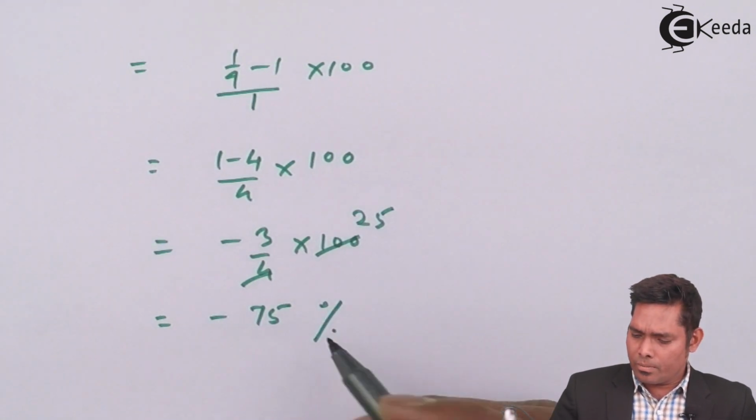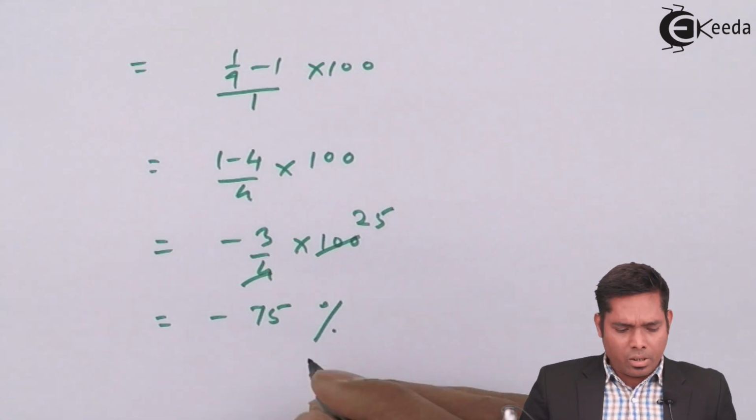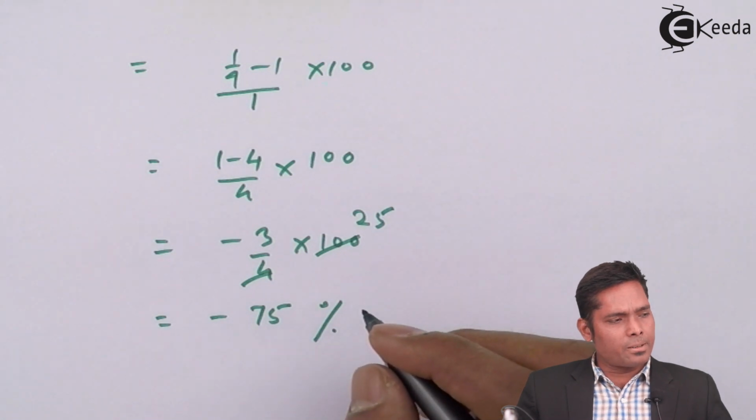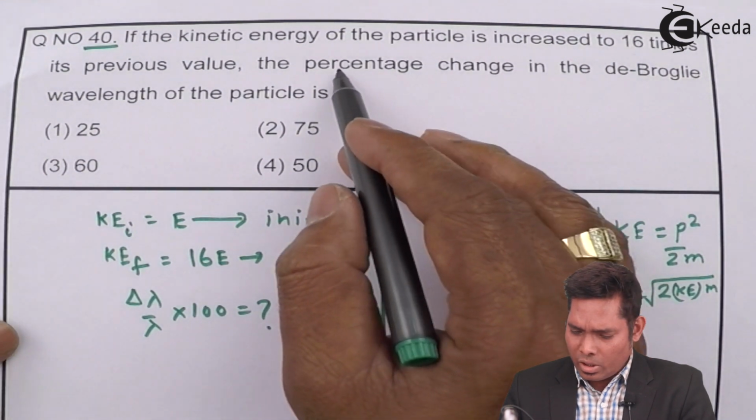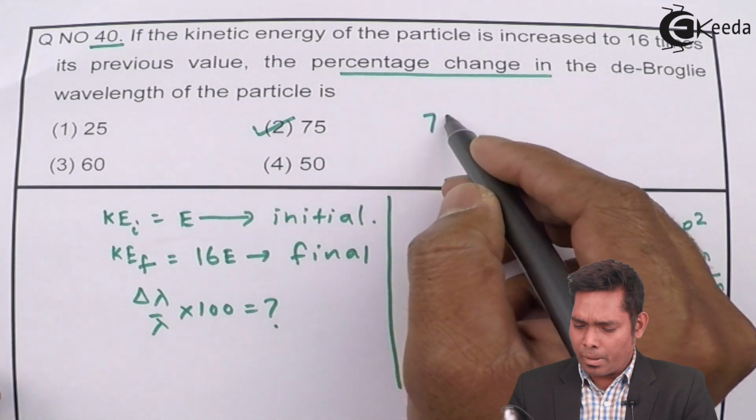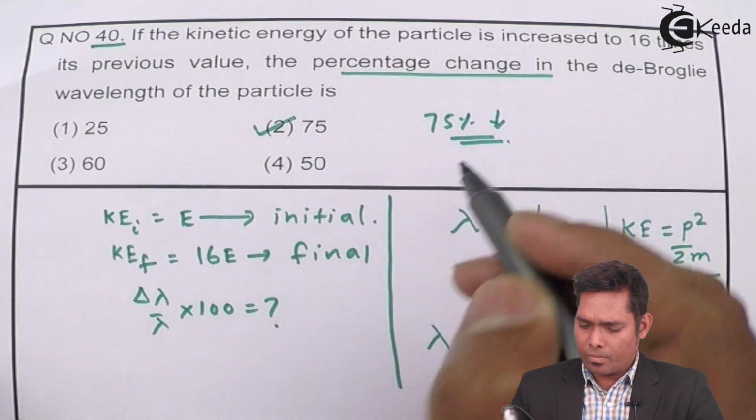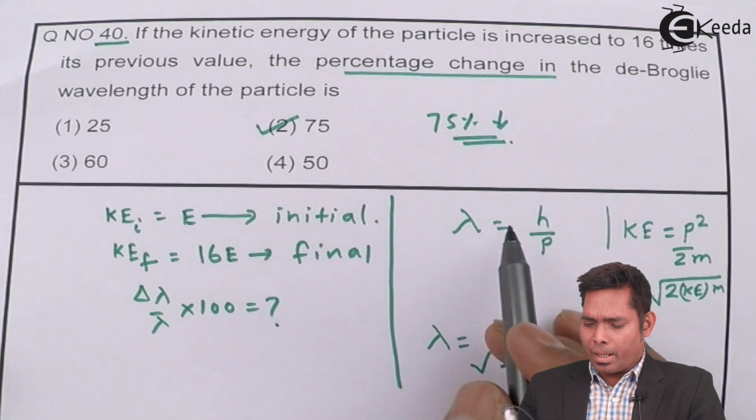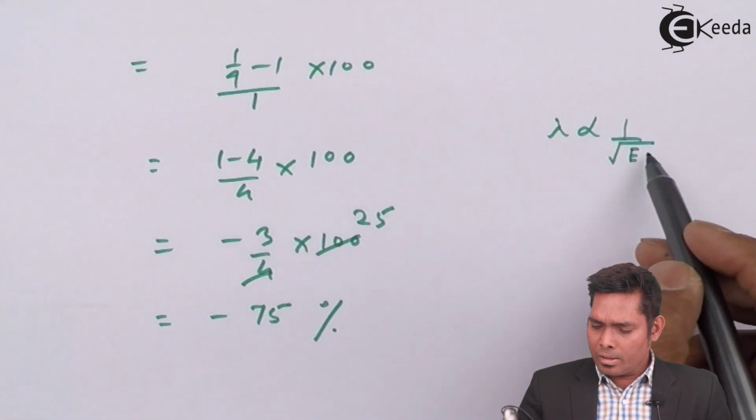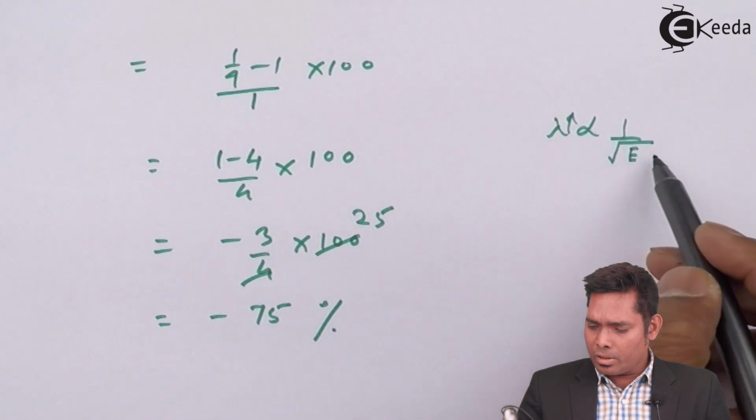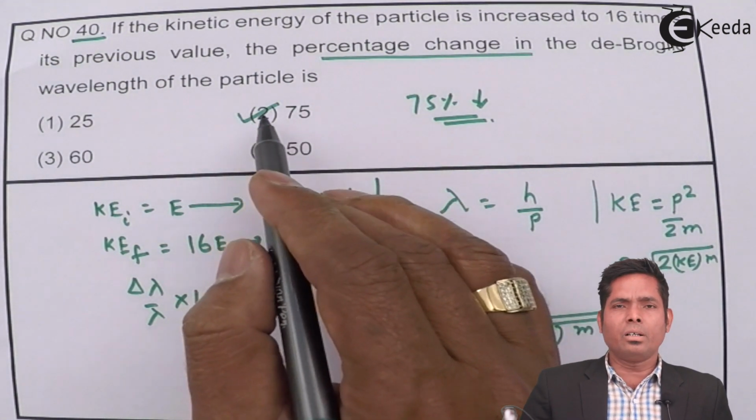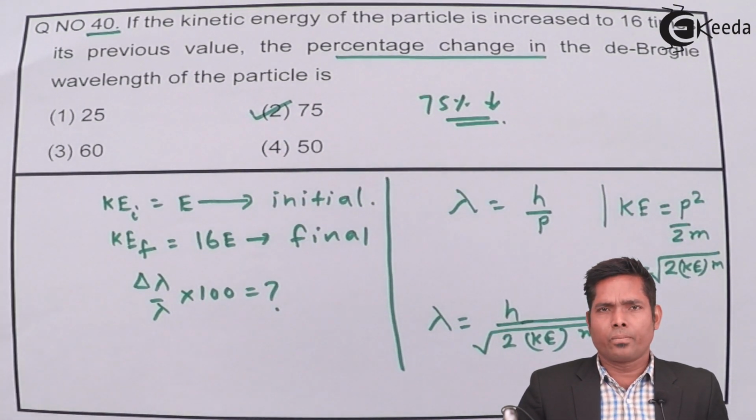Minus 75%. So that means the wavelength decreases by 75%. So the percentage change in the de Broglie wavelength will be 75. So it is a 75% decrease, because lambda is inversely proportional to the square root of kinetic energy. So as the kinetic energy increases, the lambda has to decrease, and the answer comes out to be minus 75%. That means 75 is the correct answer to this question. Okay, thank you.